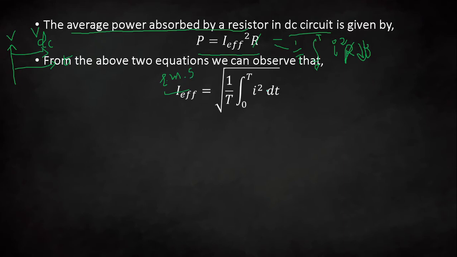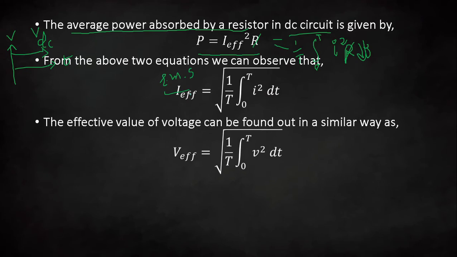Here you can see the square of current. We are finding the mean of that value and we are finally taking the square root. That will give you the I effective or I RMS value. The same way you can find it for voltage, and it will also be the same. So the effective value of voltage can be found in a similar way, that is V effective is equal to the square root of 1 over T integration 0 to T V square dt.